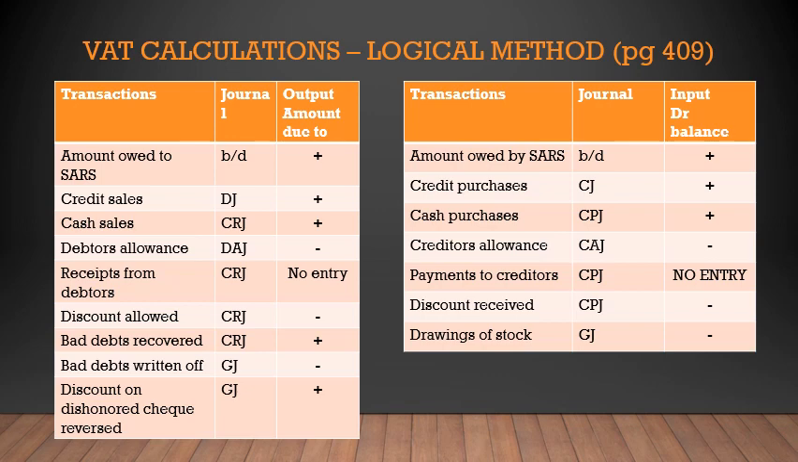tax. I am indicating the journals because some questions they will give you a journal. So whenever you see debtors journal CRJ, you need to know the type of tax involved. Is it output or input? Amount owed to, it means we are owing SARS. This is payable, it is output. Amount owed by, this is an asset. SARS is owing us, it is input tax. So you need to know the way they phrase, especially the opening balance.